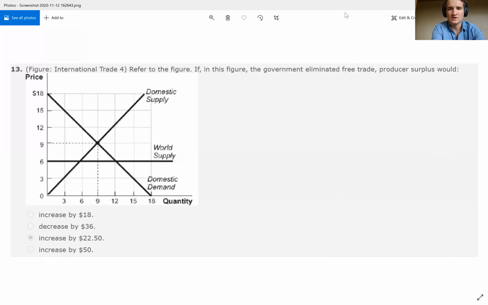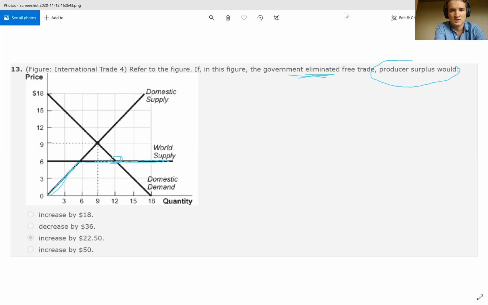All right, so now we're looking, the government eliminated free trade. Oh, turn my annotation back on. Government eliminated free trade. What would happen to producer surplus? So first, let's look at it before. So if there is world trade, so that means we're going to have that interesting looking supply curve where the price is set right here.